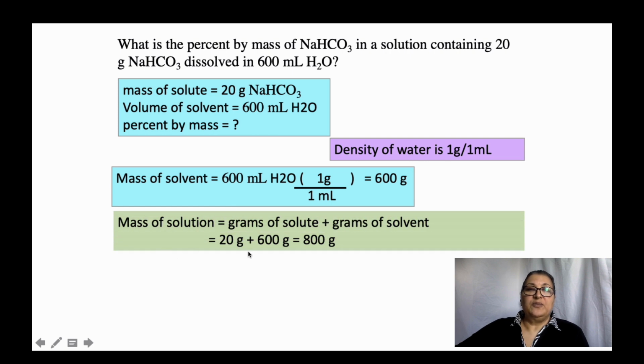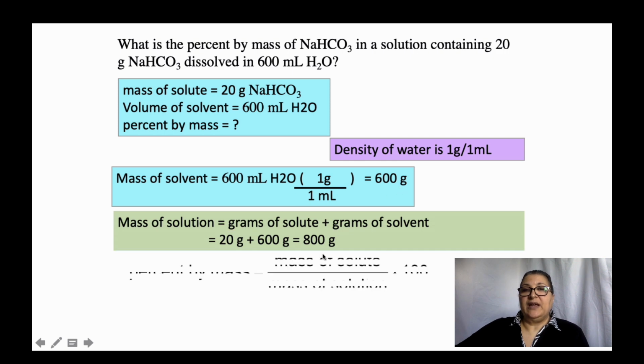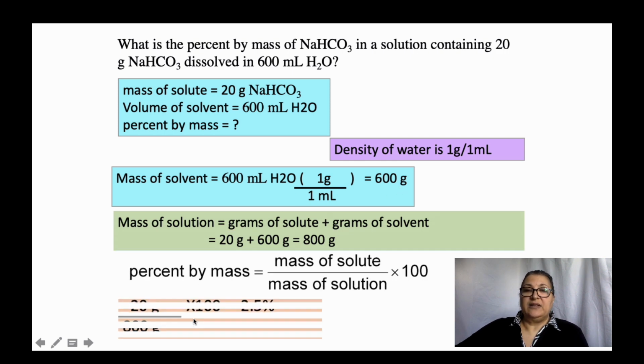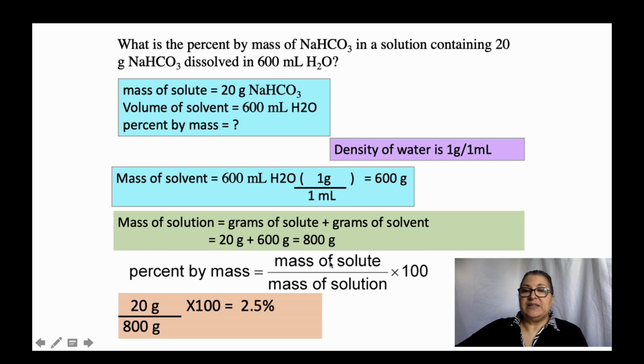Then we find the total mass of the solution, which is 20 plus 600 grams. And then we write the percent equals the mass of solute over the mass of solution times 100. So 20 over 620 times 100, which is 20 times 100 divided by 620, is 3.2%.